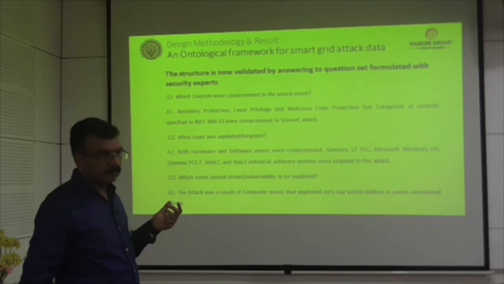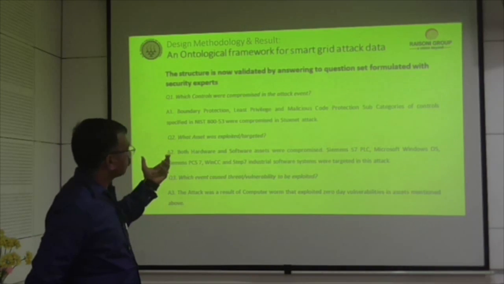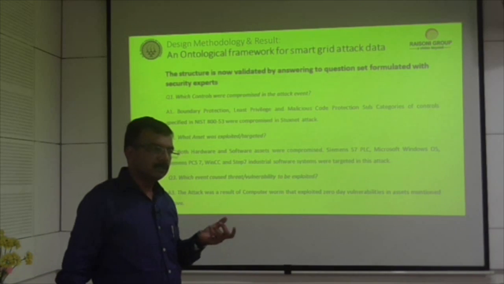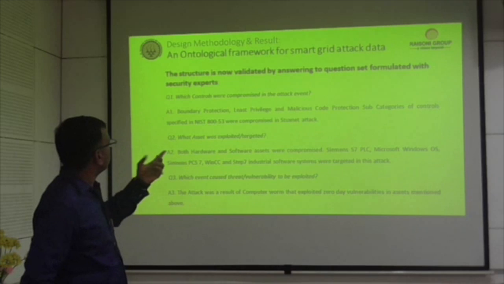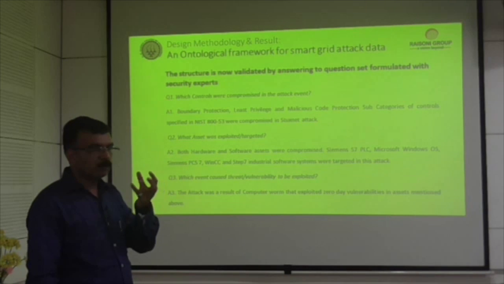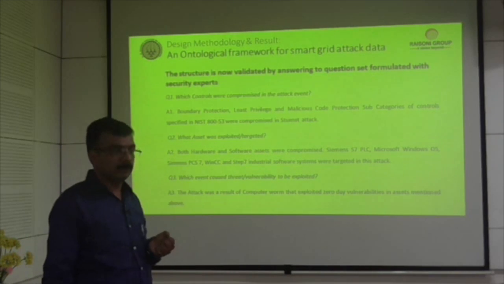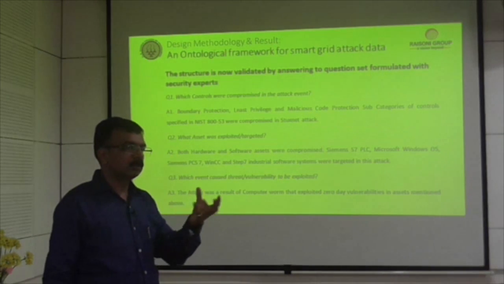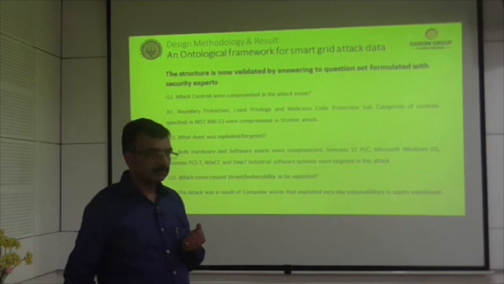We ask the different experts, and on the basis of that, they know which protection is there, because the questions are asked of the experts. Then he says which controls are compromised in the attack event. It means we have to focus on the control. Control means which security mechanism has been compromised. Suppose a password was not there. Suppose almost arbitrary answers can come. How will you make it structured?